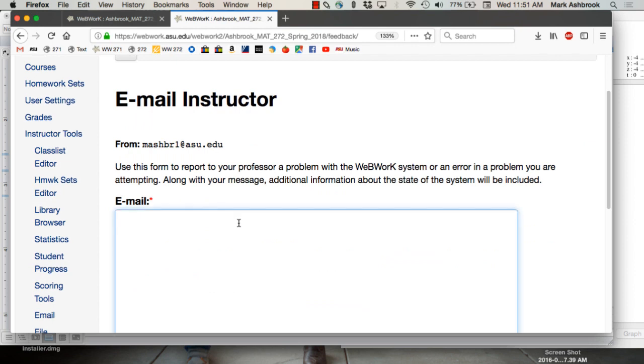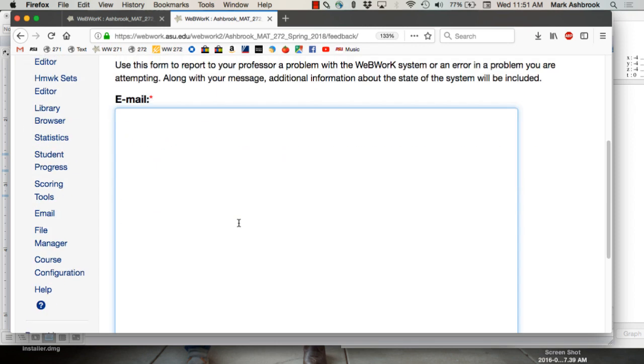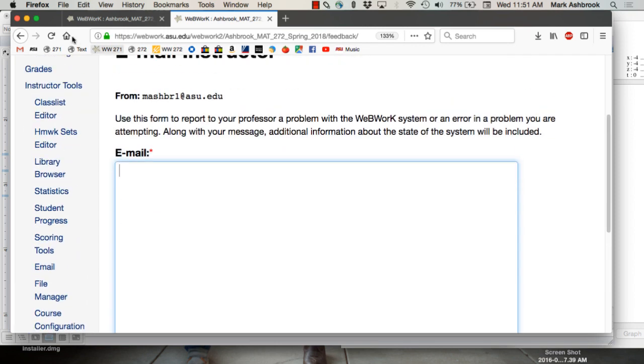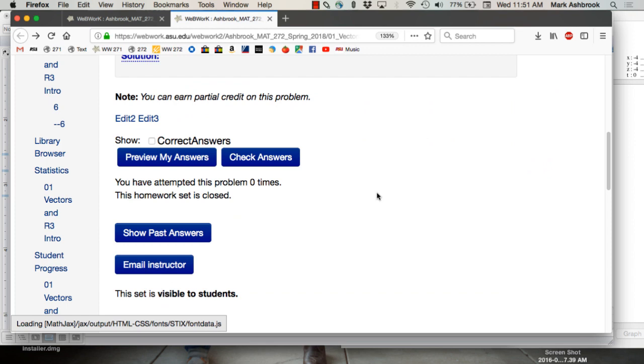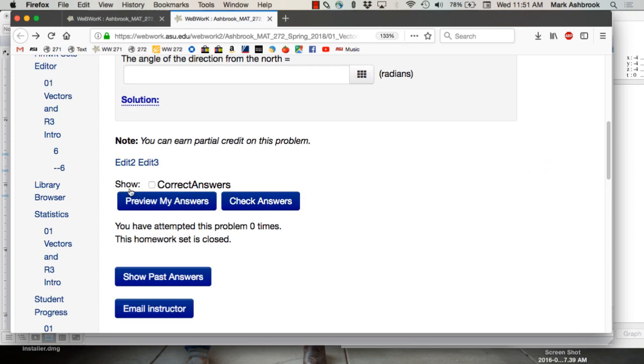Don't just say, I'm having trouble with this problem. So write something more specific. If you can send me a screenshot of your work, that's awesome too. So give me just specifics about your difficulty. Use preview answers to get little hints and tips about the way you're answering that will save attempts.